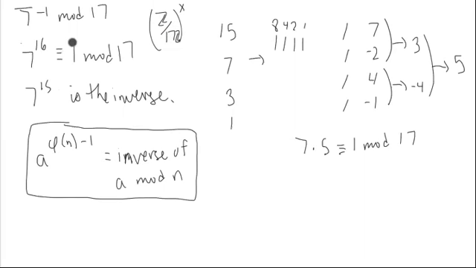Well, that actually gives us something great. That means 7 to the 15th is the inverse. And in general, a to the Euler phi function of n, which is the number of elements in the multiplicative group, minus 1, will be the inverse.